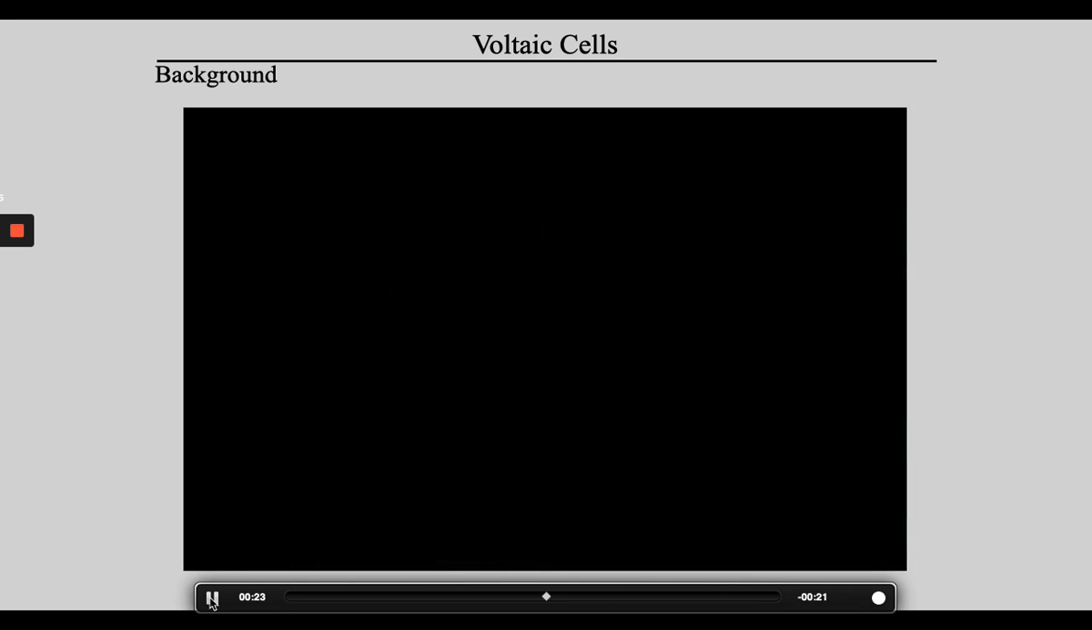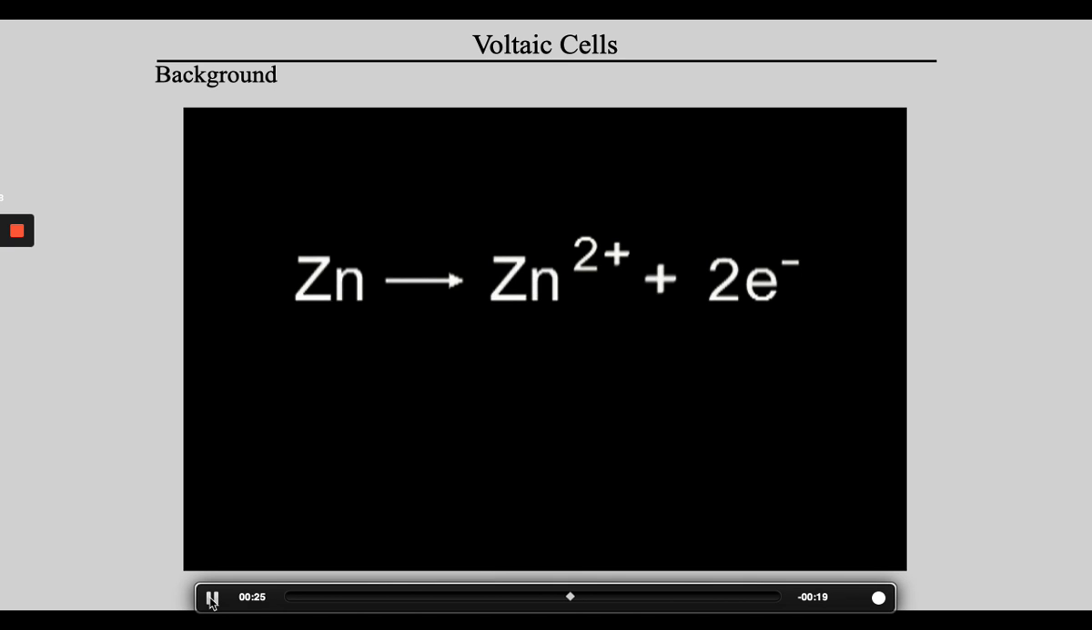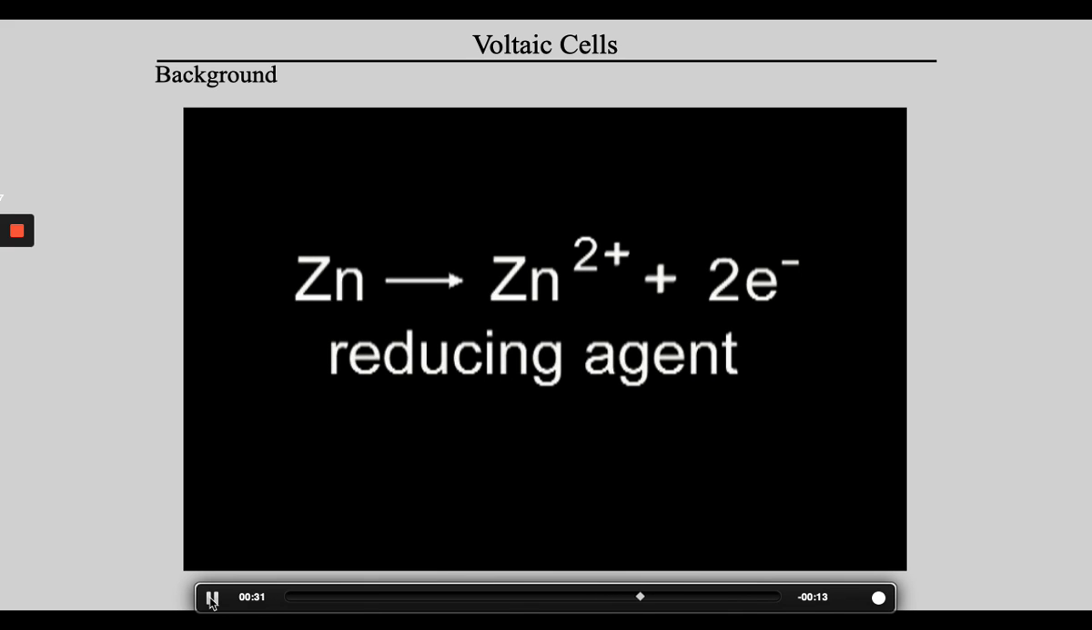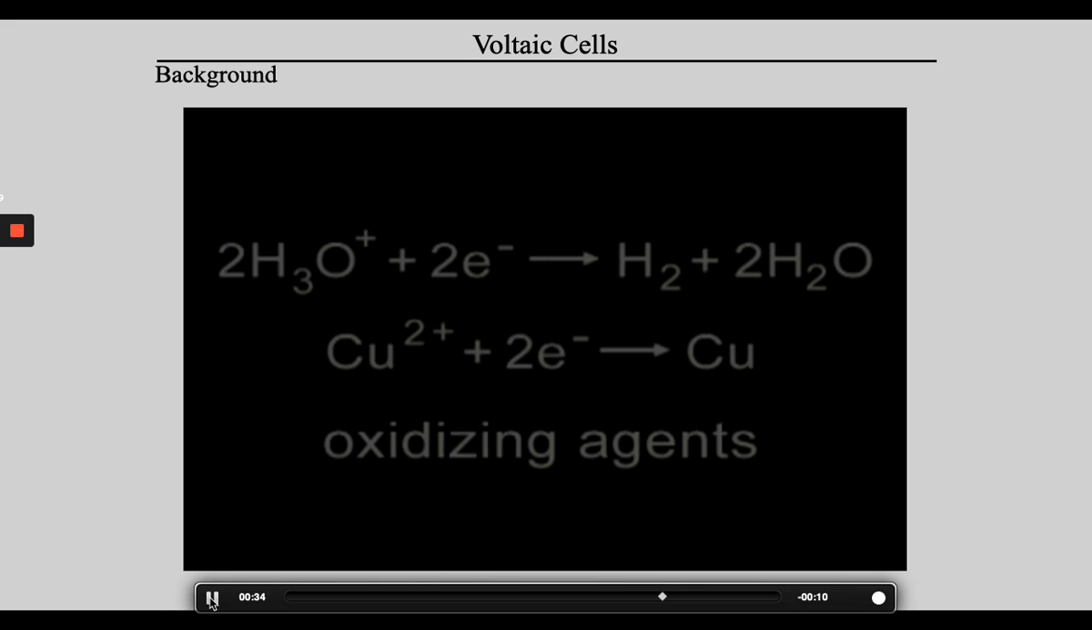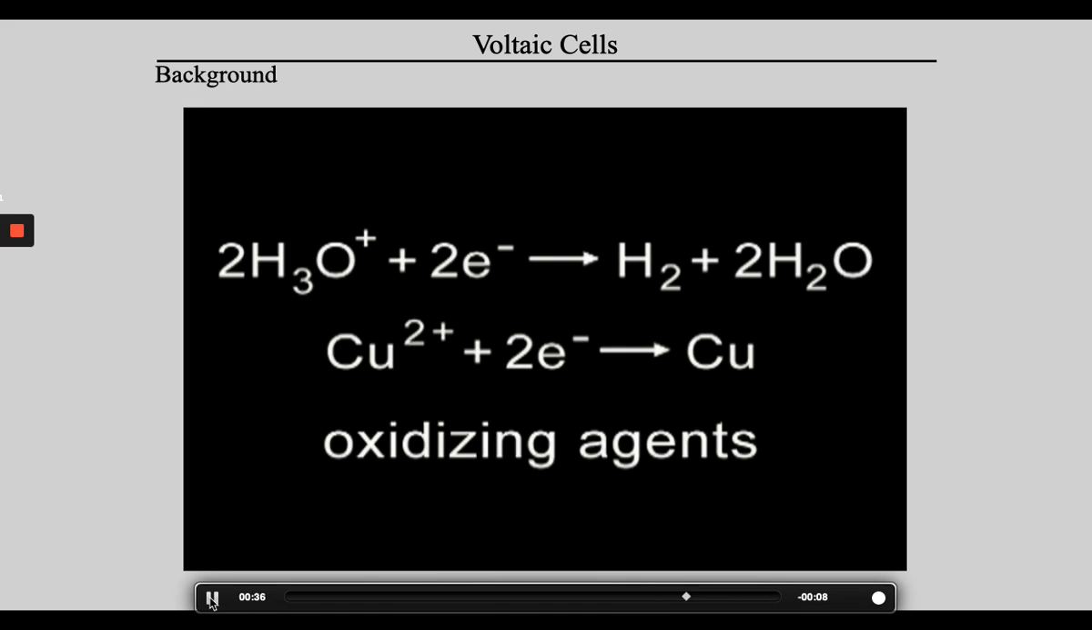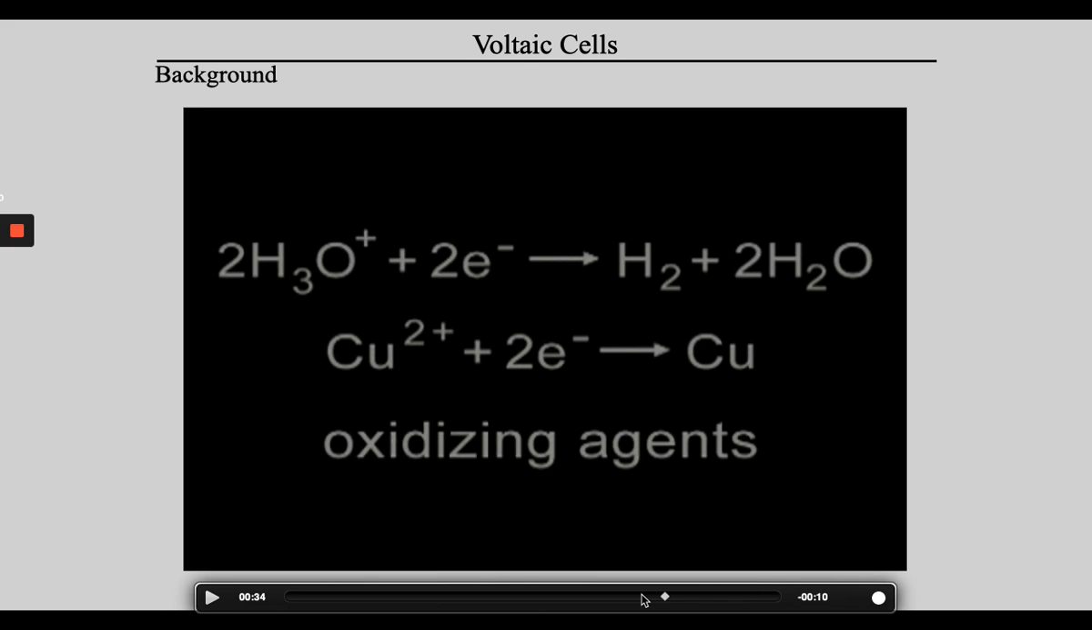In the two examples we have seen, zinc is oxidized, because it causes the reduction of other substances, zinc is said to be a reducing agent. The substances that are reduced in these reactions, hydrogen ion or copper 2+ ion, are oxidizing agents towards zinc.